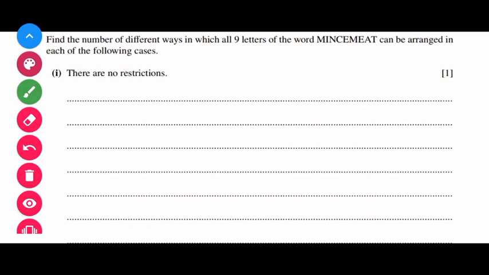Another question. Find the number of different ways in which all 9 letters of the word mincemeat can be arranged in each of the following cases. First one is there are no restrictions. No restriction stands for we have totally how many letters? 9 letters. So 9 letters can be arranged in 9 factorial ways.